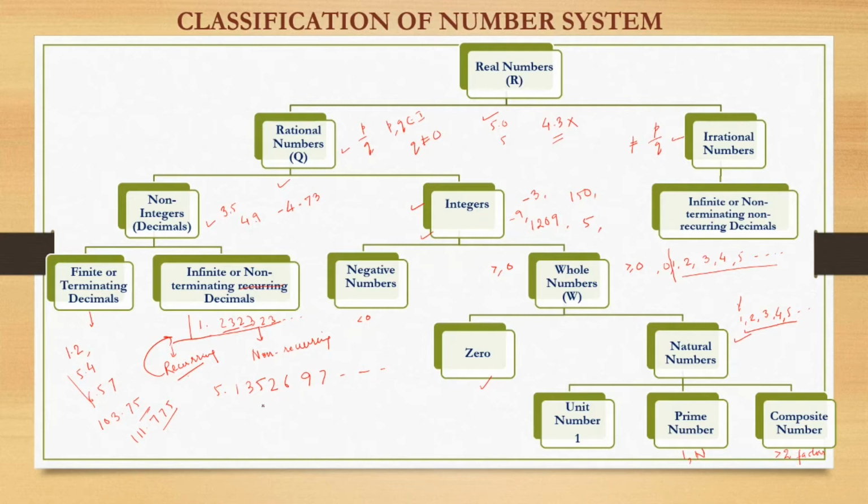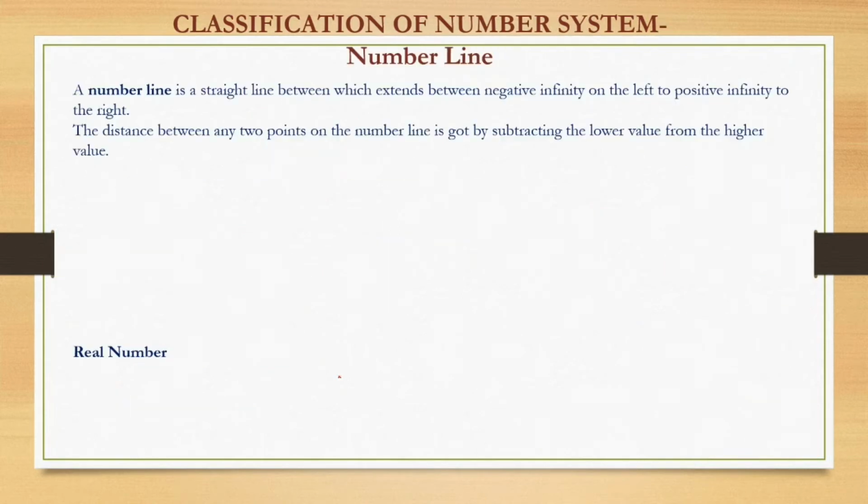But non-recurring means we cannot find any given pattern, like 5.1352697 something. So this is also infinite, but this is non-recurring. So hence this is the broader classification of a number system. Now we will delve into each one of them individually in greater detail.